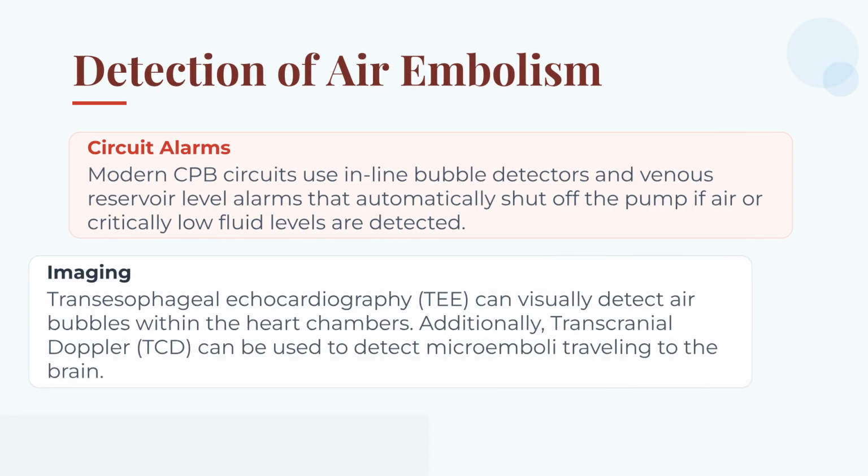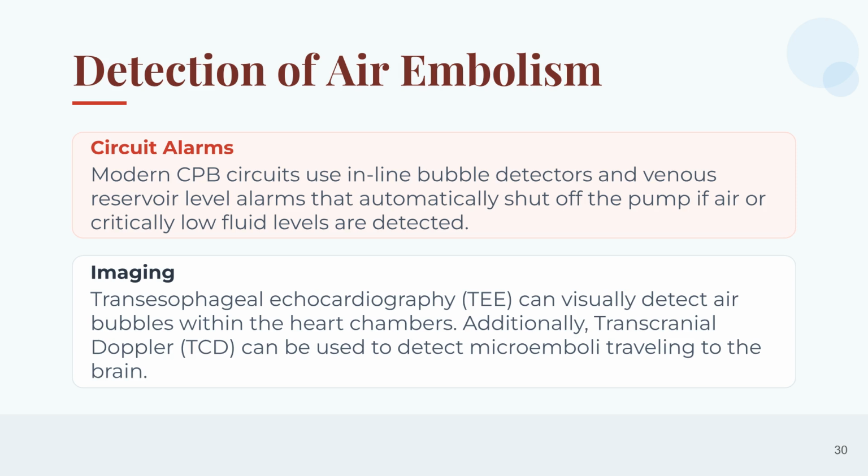Detection of air embolism is supported by modern circuit alarms, such as bubble detectors and reservoir-level sensors. Visual confirmation via TEE and monitoring with transcranial Doppler are key clinical safeguards.